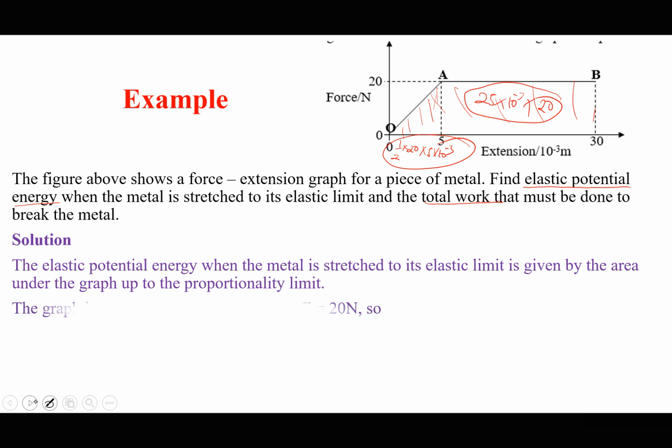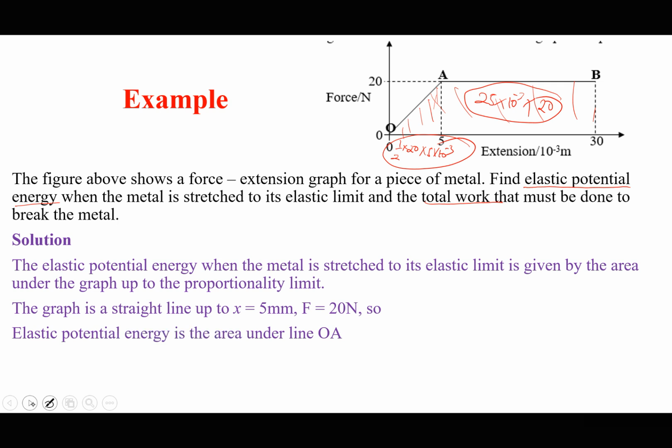And the graph is a straight line up to x equals 5 millimeters, or 5 times 10 to the power of minus 3, and F equals 20 newtons. So it means that the elastic potential energy is the area under the line O to point A. This is, by the way, equivalent to using a half Fx, which is a half times 20 times 5 exponent minus 3, and it gives us 0.05 joules.